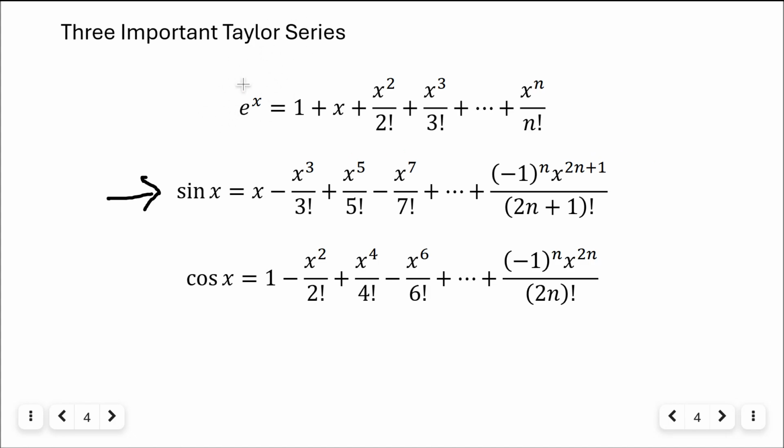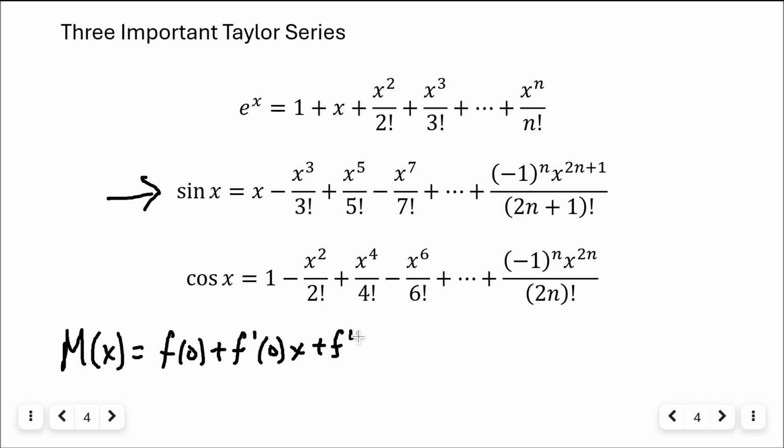So let's say I wanted to write the Maclaurin polynomial for e to the x. How would I write it if I write it out with the form first? We have f of 0, plus f prime of 0 times x, plus f double prime of 0 over 2 factorial times x squared. That would be my Maclaurin polynomial. We'll go out to the third term anyway, so plus f triple prime of 0 over 3 factorial times x cubed.